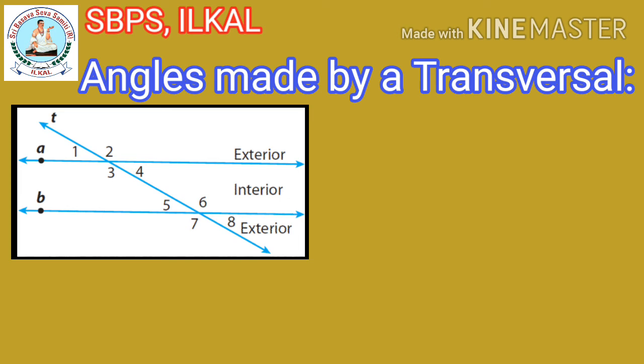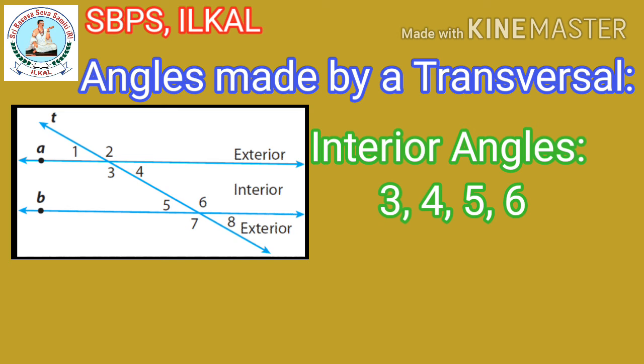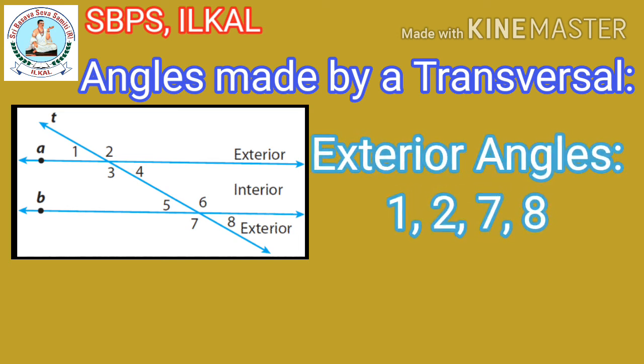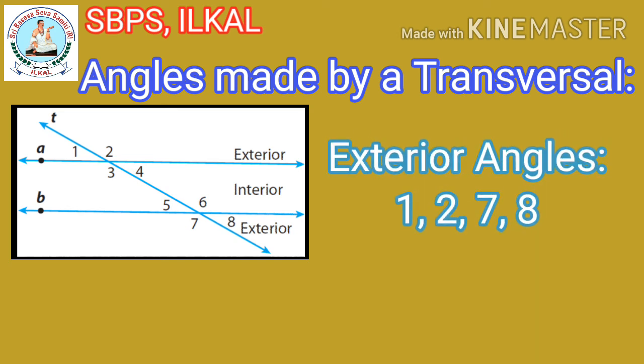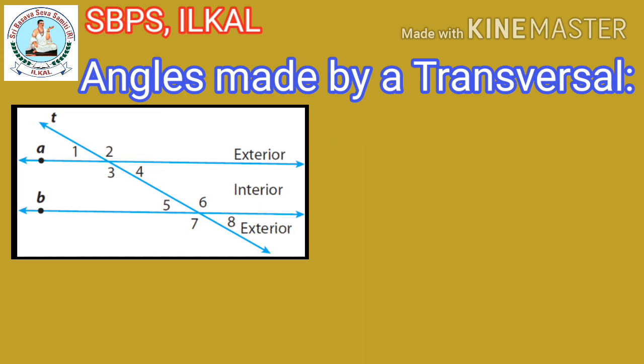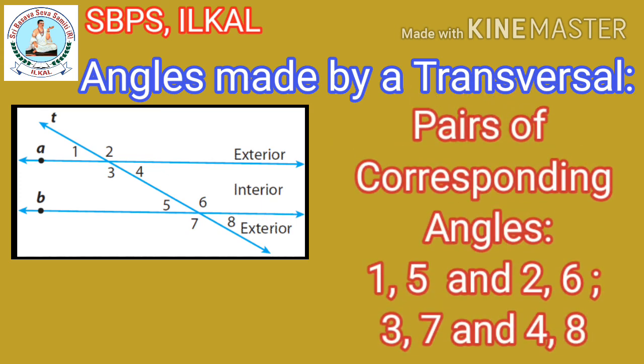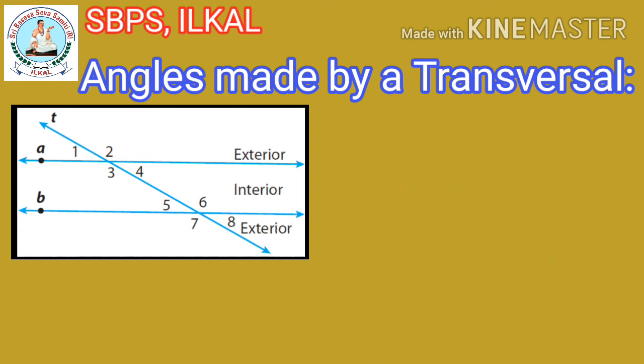Here interior angles are 3, 4, 5 and 6. Exterior angles are 1, 2, 7 and 8. Pair of corresponding angles. Observe the parallel lines, children. Parallel line above angles are corresponding angles we will call. Below those also we will call corresponding angles. Means 1 and 5, 2 and 6, 3 and 7, 4 and 8 are considered as corresponding angles.